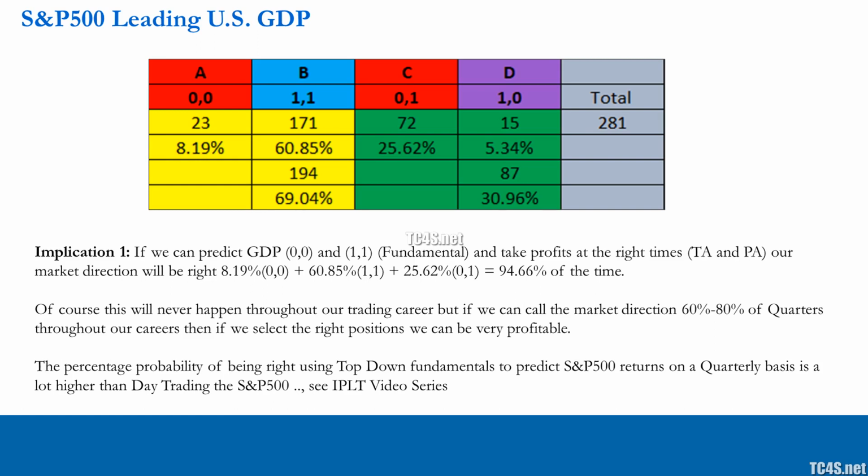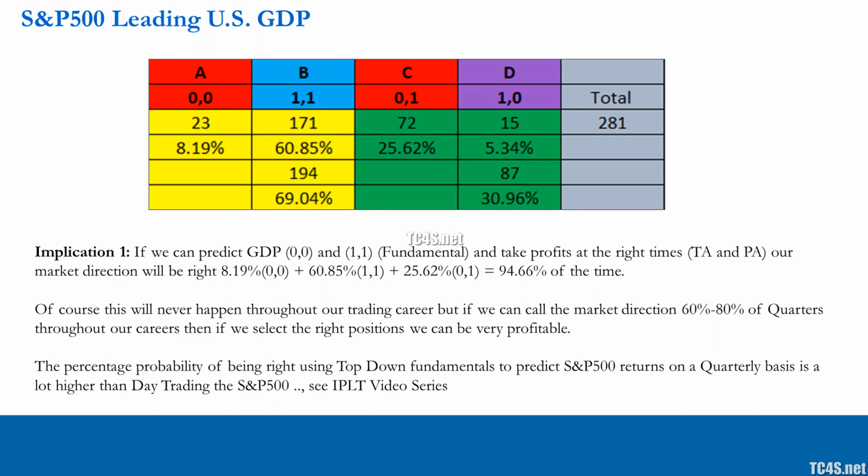8.19 plus 60.85 plus 25.62. So 94.66% of the time. That is huge odds. And obviously, it's not that easy to do. It's not realistic that throughout our careers, we're going to be right 94.66% of times.